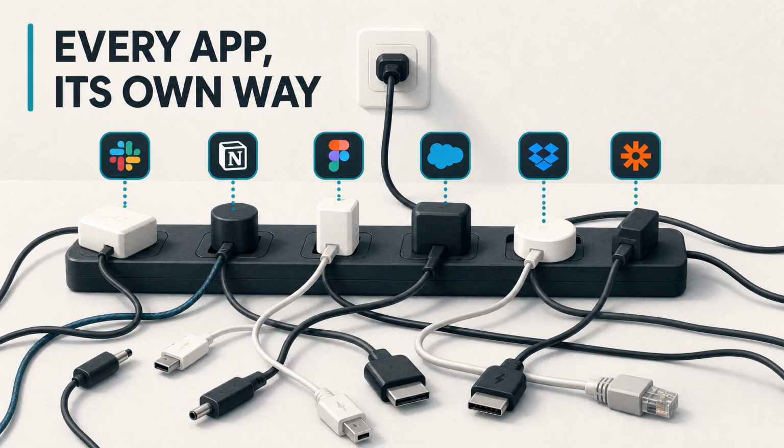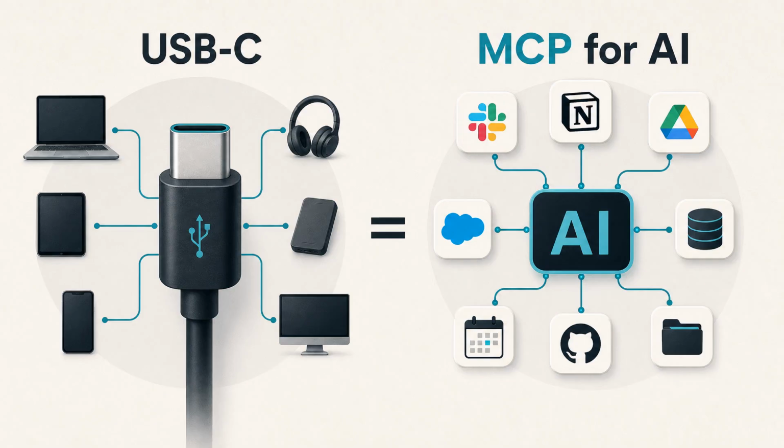For years, every app connected to AI in its own messy way. One tool had a custom plugin, another had a private API wrapper, another needed a special integration. It was like every charger in your house had a different shape. That is why people compare MCP to USB-C for AI. USB-C does not make your phone smarter. It gives many devices a shared connection shape. MCP tries to do something similar for AI apps, tools, and data.